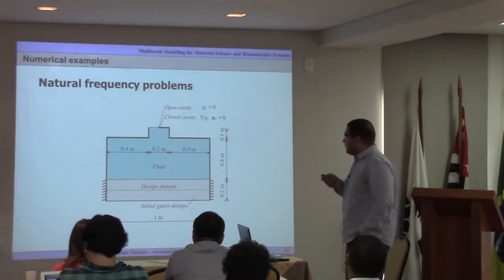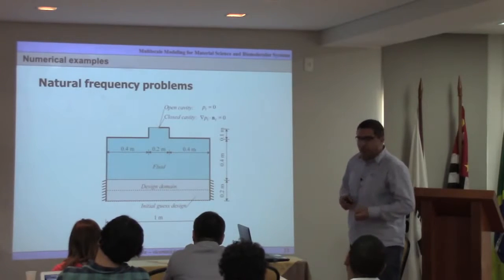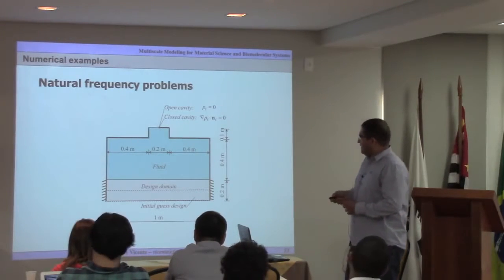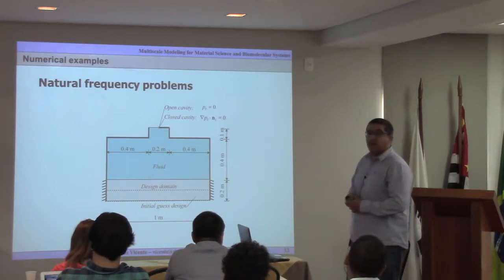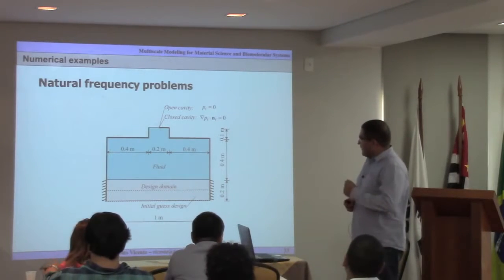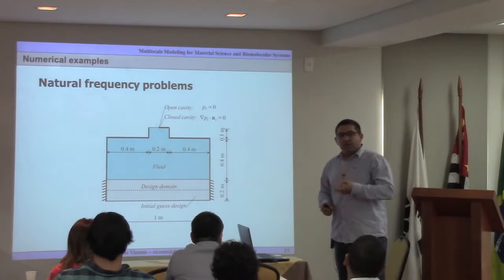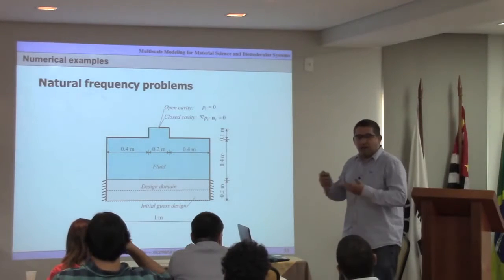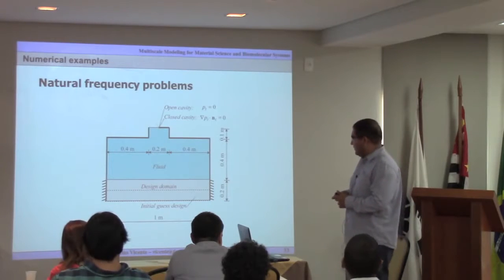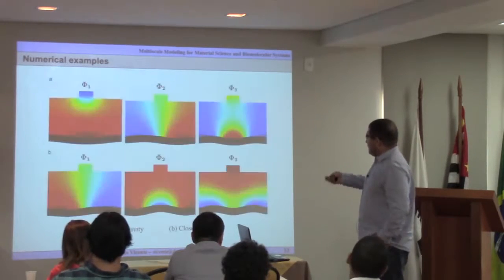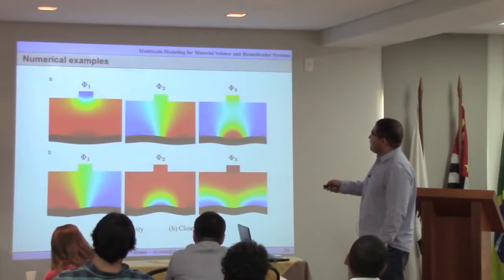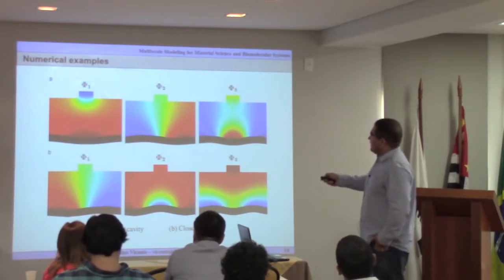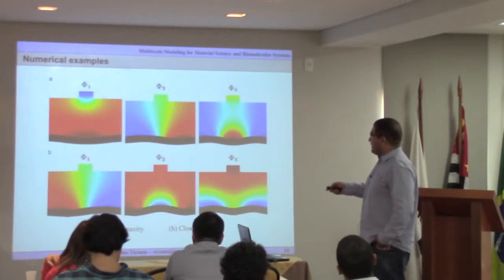Another kind of problem is a natural frequency problem. So we can have a coupled system like this with a fluid cavity and the structure, and you may want to reduce or increase the first natural frequency, or any natural frequency, of your system. Here we have the shape mode of vibration considering that coupled system.